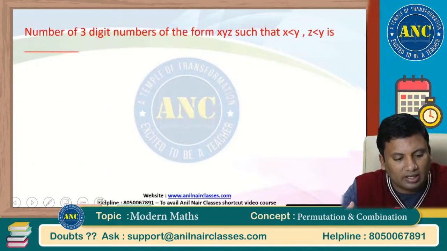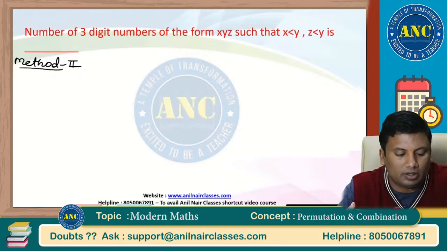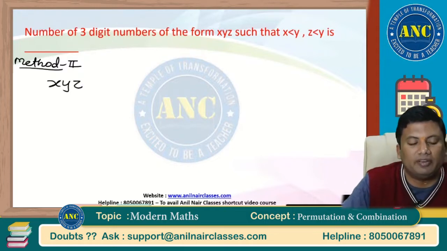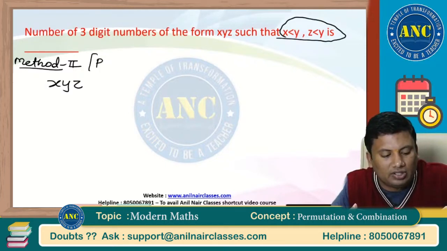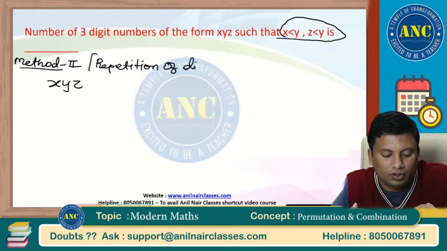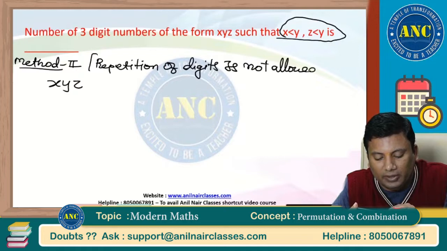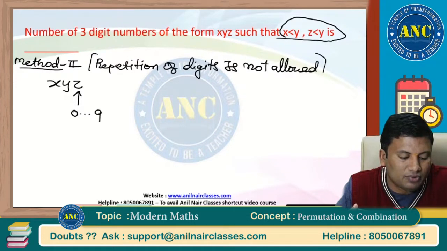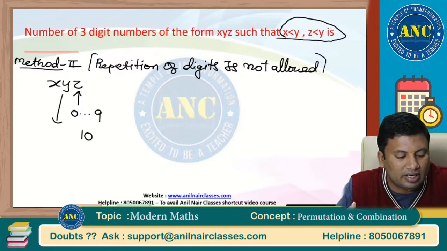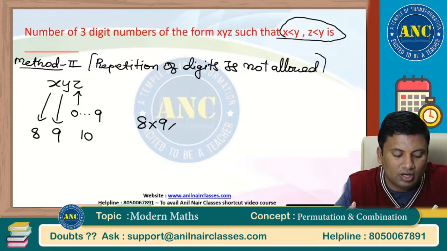So what is method number 2? Suppose xyz is there, because x is less than y and z is less than y. Repetition of the digits is not allowed, triple one will not satisfy the condition. So this can take any value from 0 to 9, so this is 10. One digit is fixed, so it is 9. Two digits are fixed, so 8. So it is 8 into 9 into 10.